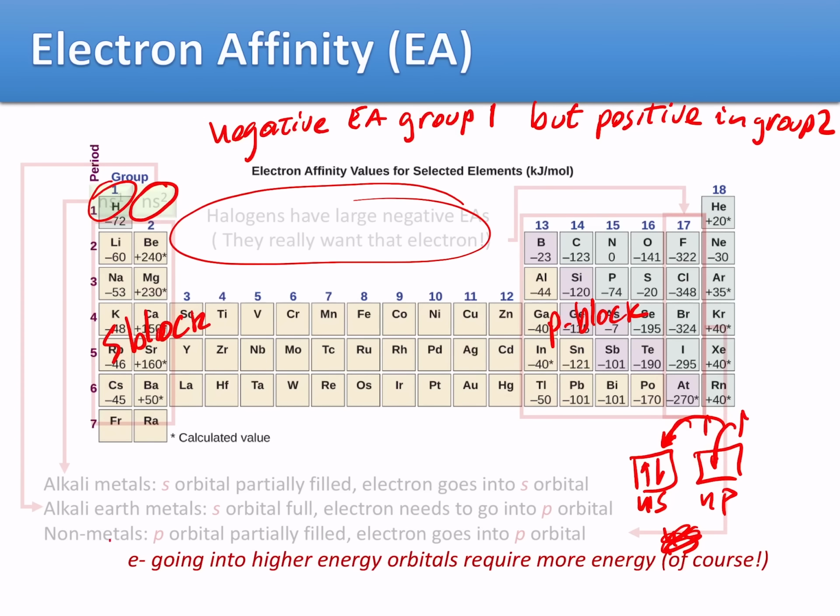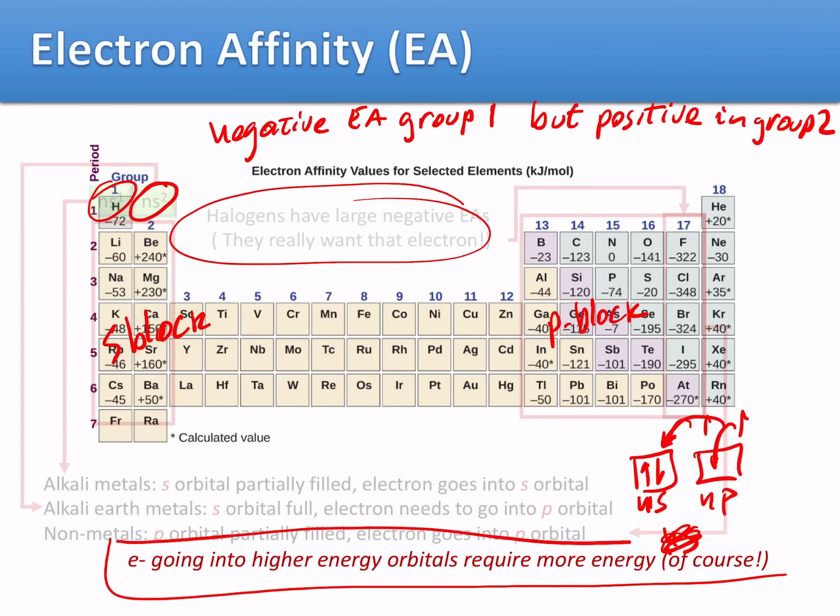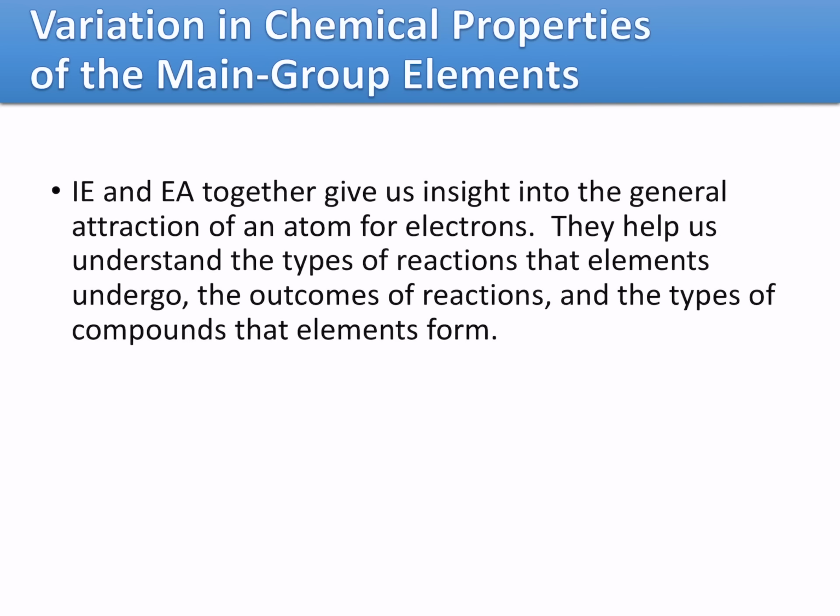Okay, so the thing to remember here is that if you are putting electrons in higher energy orbitals, generally speaking, you will require more energy for that to happen. Okay, so what is important to notice? This is the key to understand why the elements behave the way they do. And with electron affinity and ionization energy, having two elements, you can pretty much predict what's going to happen if you combine these two elements.